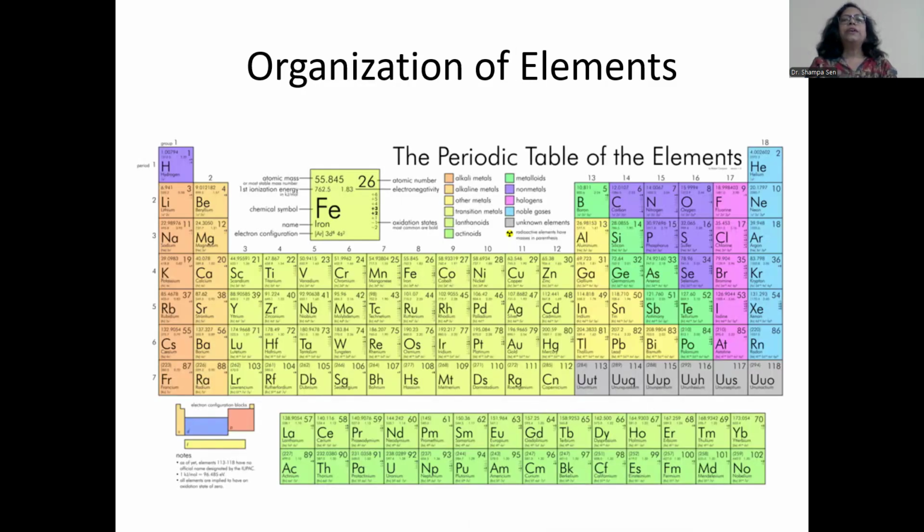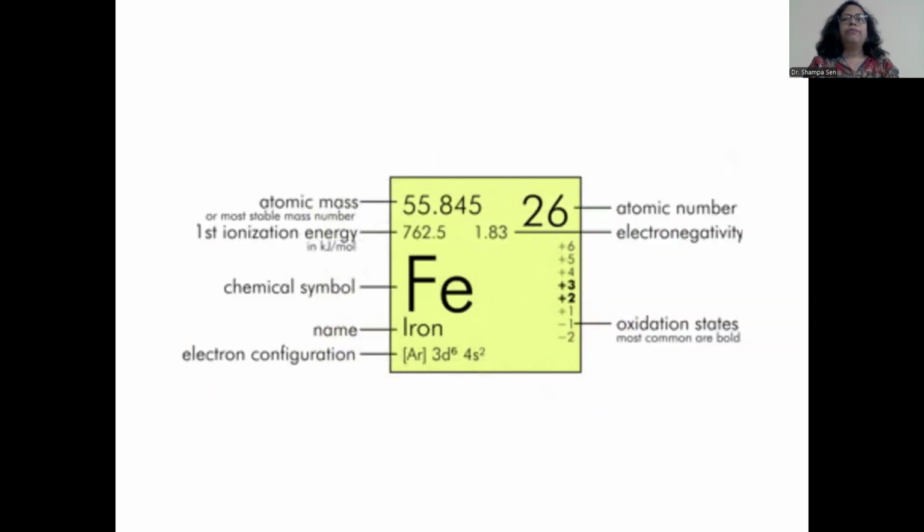So organization of elements. This is the modern periodic table. So many things are there to note: the colors, the symbols, the numbers, the blocks. Let us go through them one after another. So first we will take a block. We can see some letters and some numbers. Let us see the letters first.